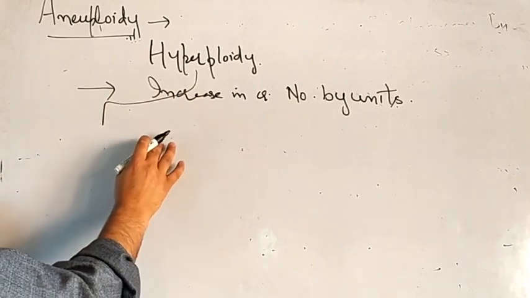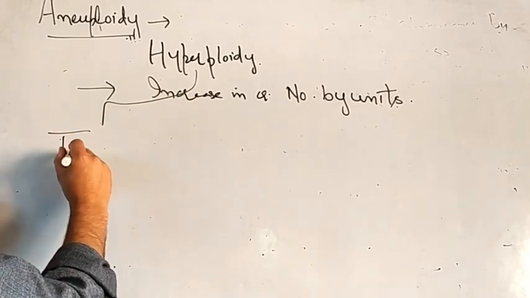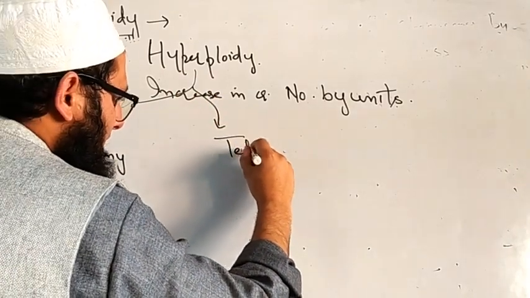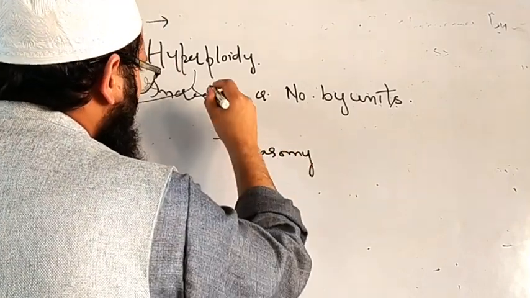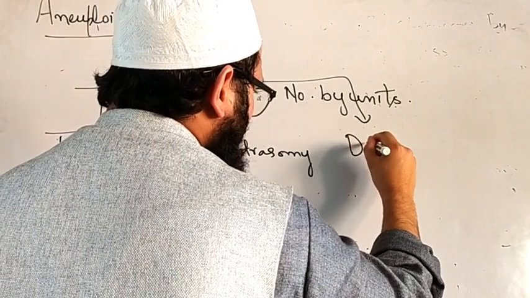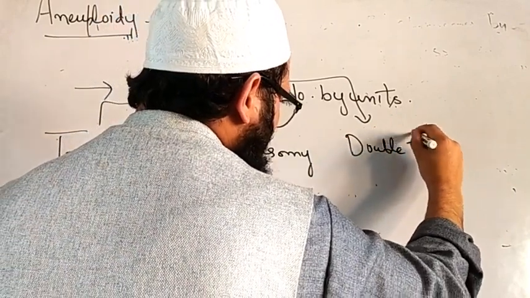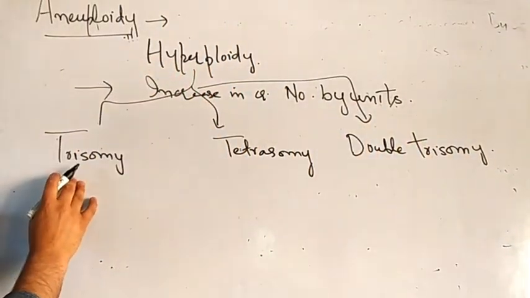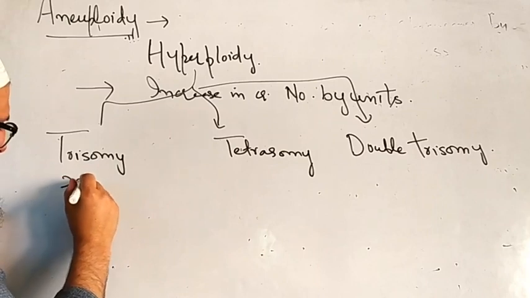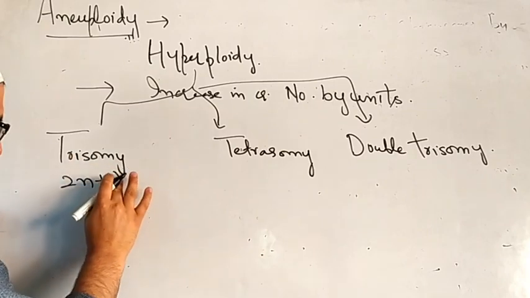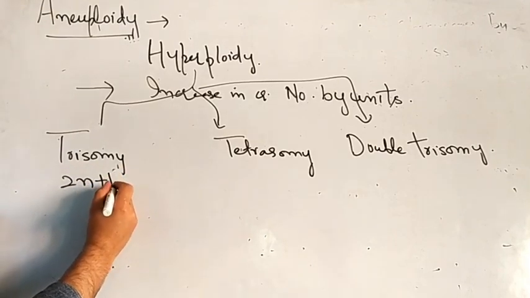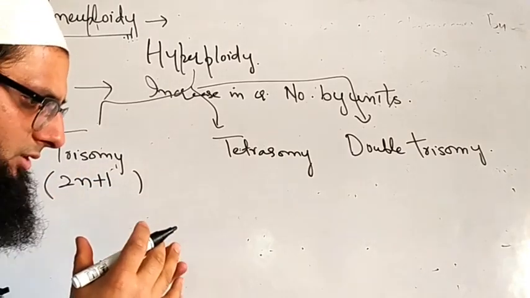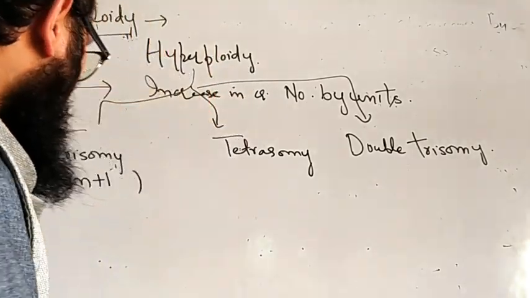It has got the hyperploidy. It can be trisomy, it can be over here tetrasomy, or the condition can be double trisomy. Okay, so this trisomy, the condition, it will be represented by 2n plus 1. That means if 2n is a normal diploid condition, we are having 1 extra chromosome, just 1 chromosome is extra over there, that means the condition is 2n plus 1.